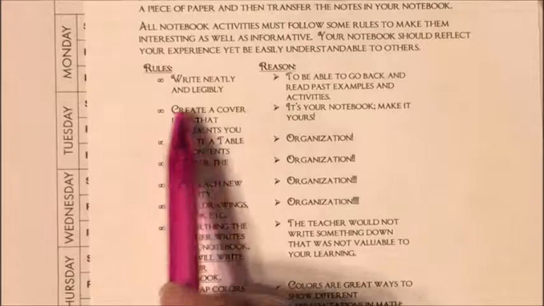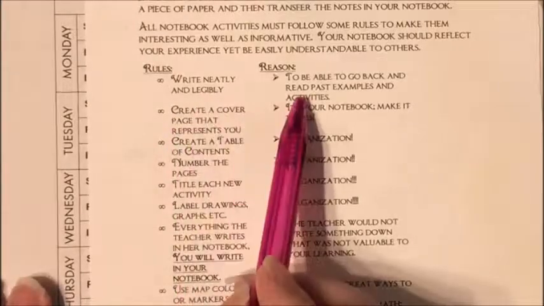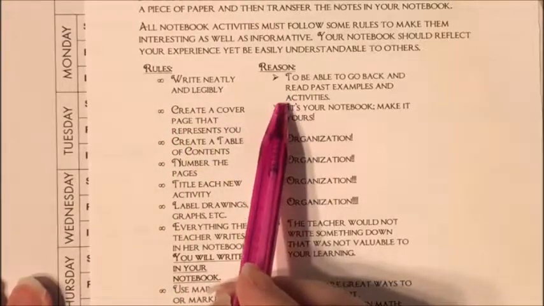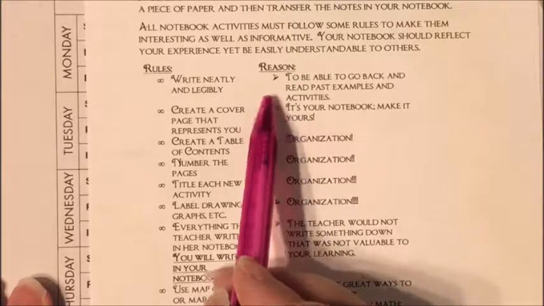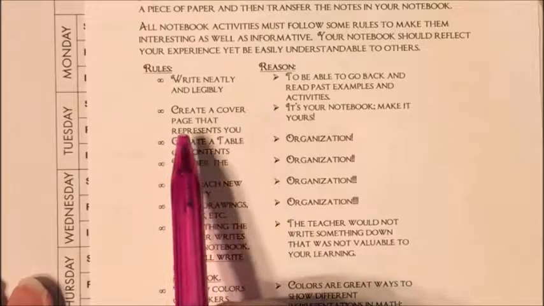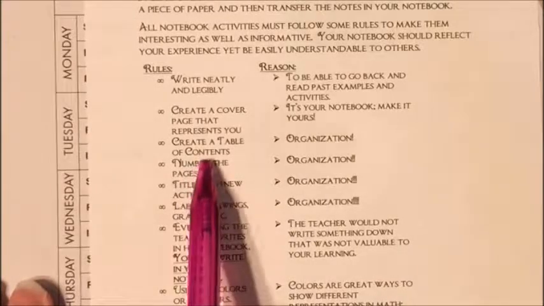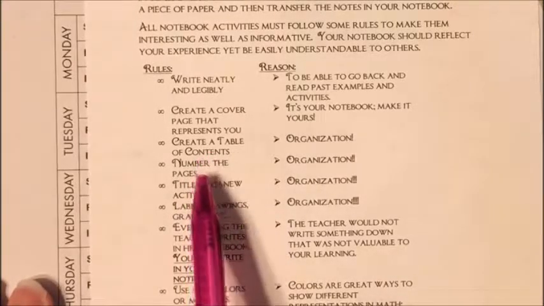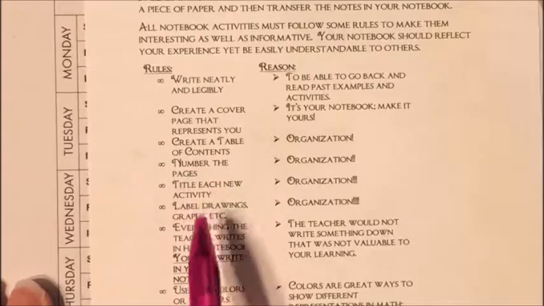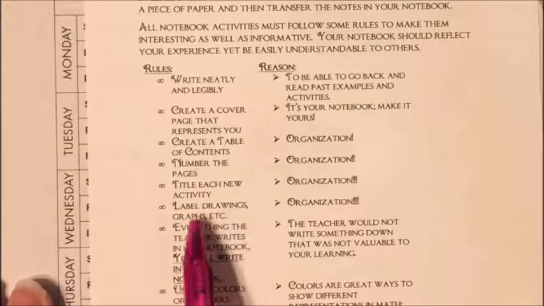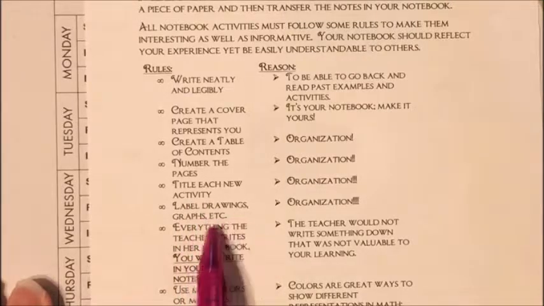So the rules: write neatly and legibly. This is so you can go back and read past examples and activities. You'll also be able to use this notebook for quizzes, so make sure that it's neat and legible and you can read it. Create a cover page, so you've already done that with your mathematician research. Create a table of contents, which we'll be doing. Numbering the pages, which we'll be doing. Titling each new activity. Most of them are already titled for you, so you won't have to do that. Label drawings, graphs, etc. Everything the teacher writes in her notebook, you will write in your notebook.